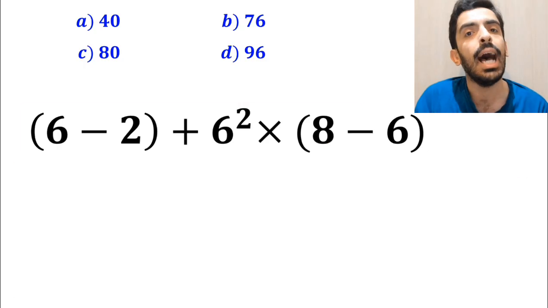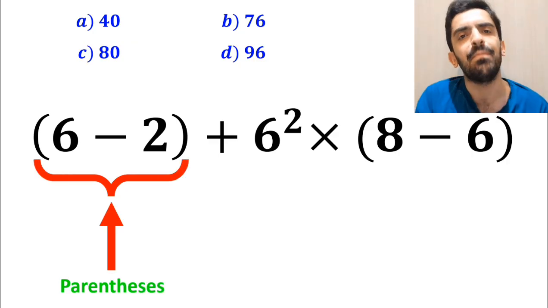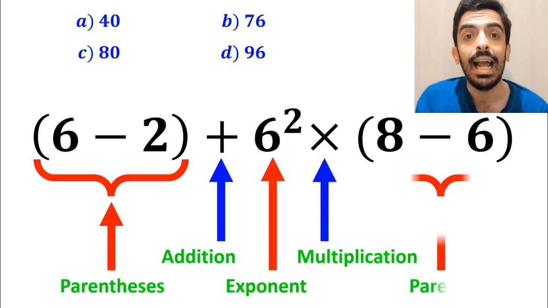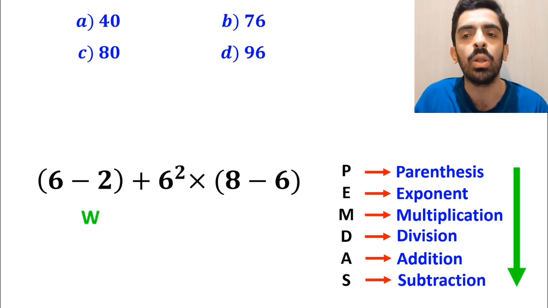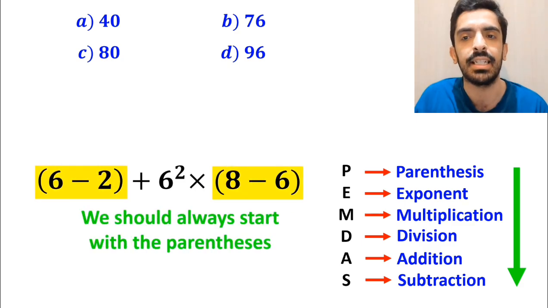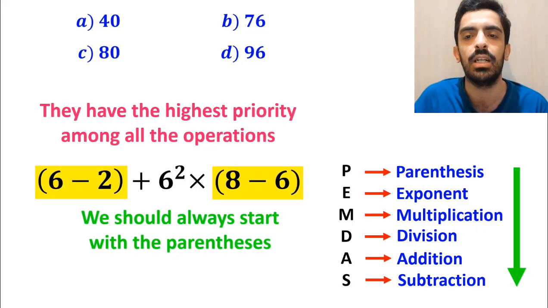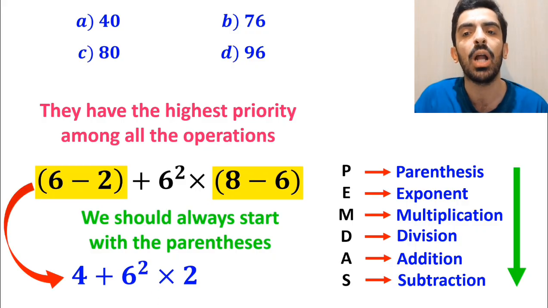PEMDAS rule. Alright, as you can see in the image, in this expression, first we have parentheses, then an addition sign, followed by an exponent, then a multiplication, and finally another parenthesis. According to the PEMDAS rule, we should always start with the parentheses, since they have the highest priority among all the operations. So, instead of the original expression, we can write it as 4 + 6² × 2.